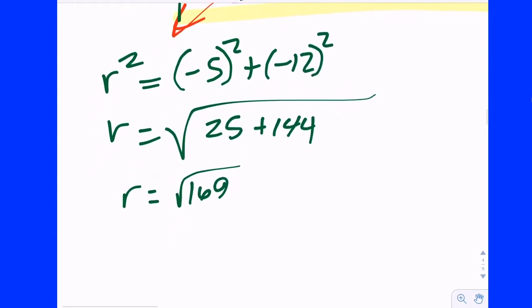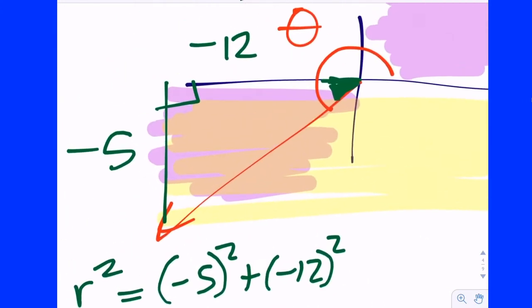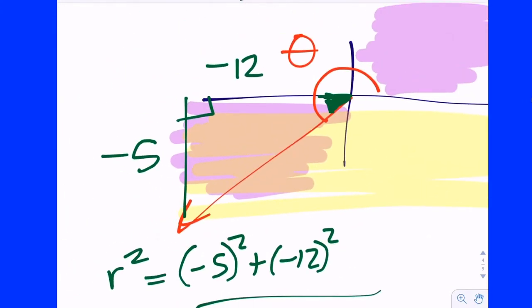Is that a perfect square? That's 13, yeah. And r is the only one that's always positive, so we don't even need to consider plus or minus there. So it's your old 5, 12, 13 Pythagorean triple. And if you recognize that right away, you would be able to avoid the Pythagorean theorem.